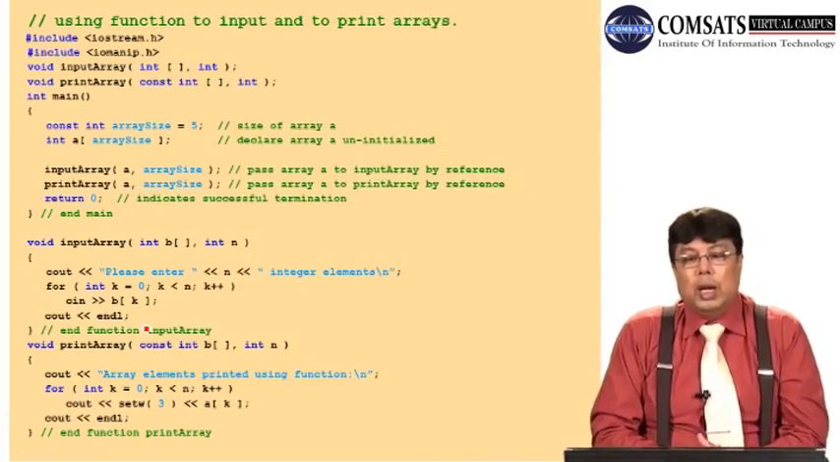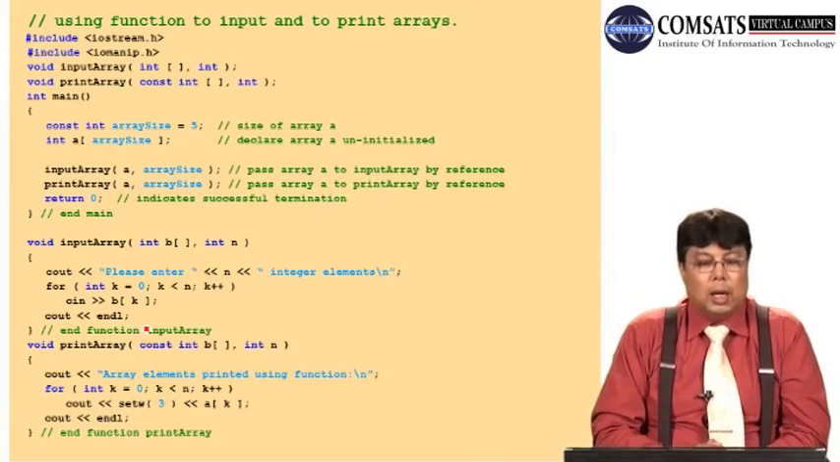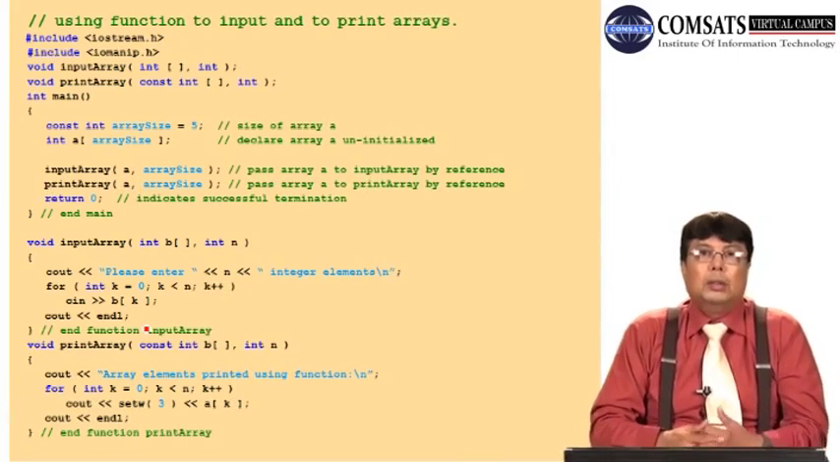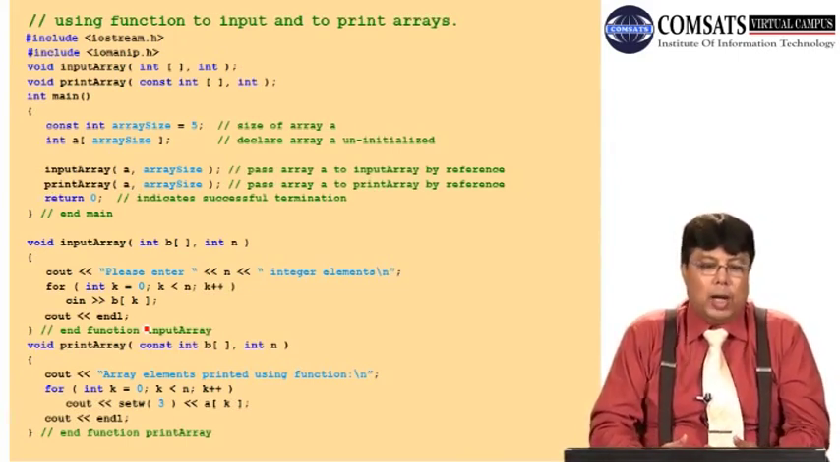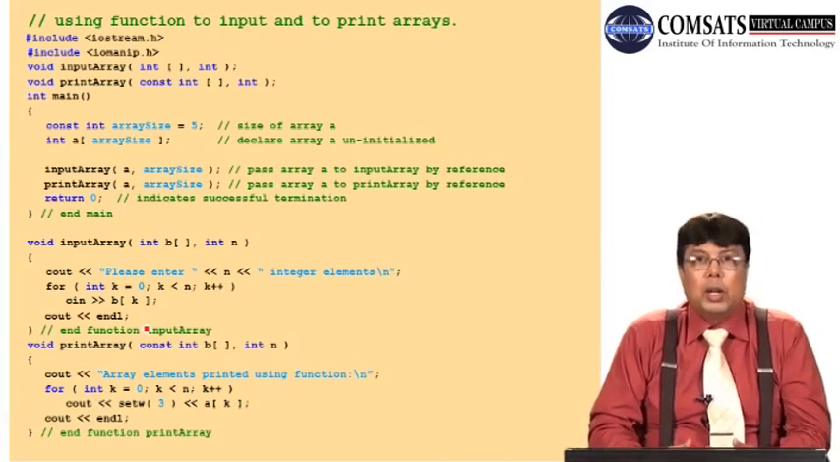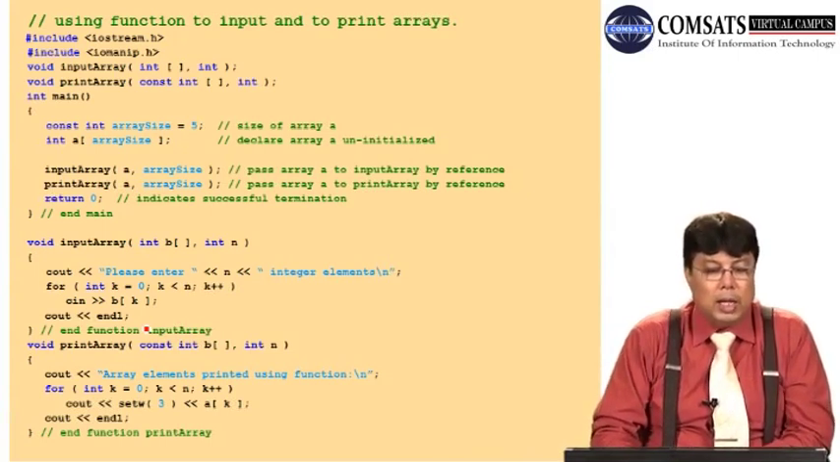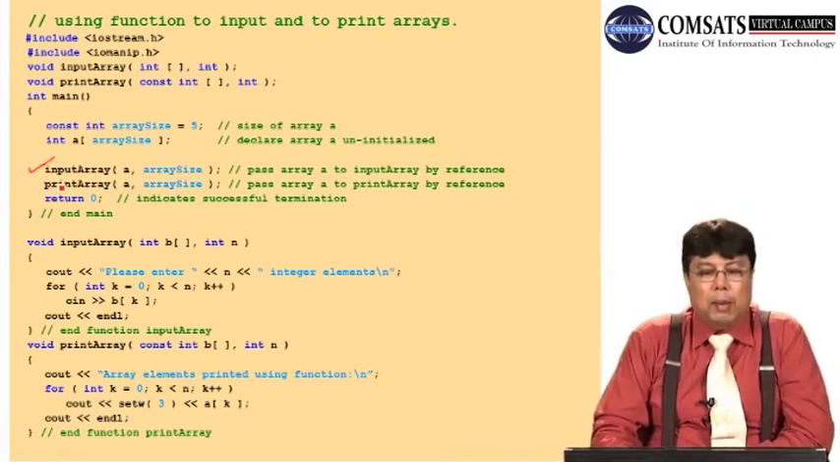Using function to input and print the array. Now in this particular example, we will use a function to input the data in the array for us, and then we call another function that should print the data of the array for us. So that is basically done here. The function input array is called. We pass the array by passing the name of the array and the size of the array. Then we call a function print array.